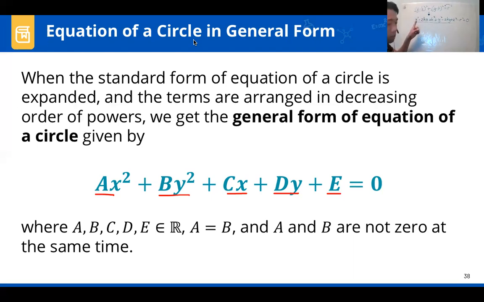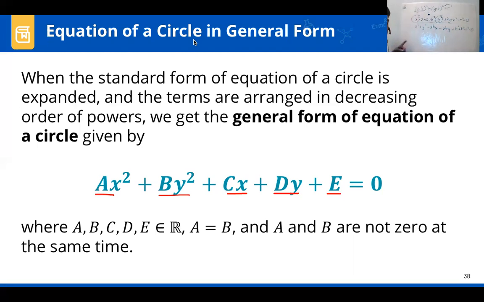So, when ax squared is this, by squared is this. Okay? So, I will rearrange this one. So that you can see, x squared plus y squared minus 2hx minus 2ky plus h squared plus k squared minus r squared equals 0.